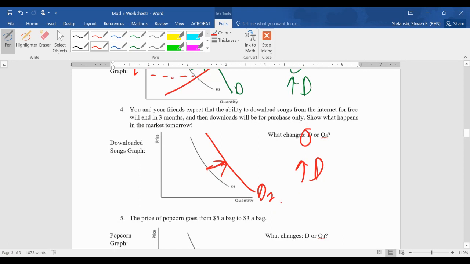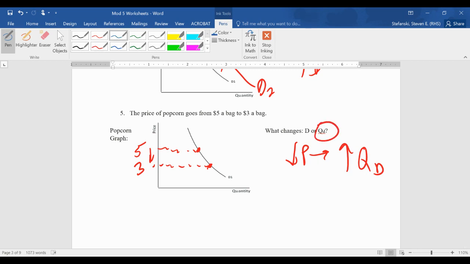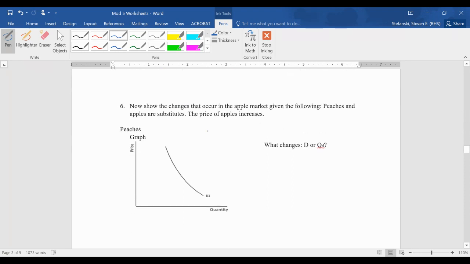Then five asks us, the price of popcorn goes from $5 to $3. So this is $5 right here, and it goes to $3. It doesn't tell us anything else. So this is a decrease in price, which leads to an increase in quantity demanded. Now, typically, what will cause that would be a shift right in the supply curve. That's typically what causes that to happen. But once again, we haven't talked about the supply curve yet and really haven't focused on the market. So that's five.